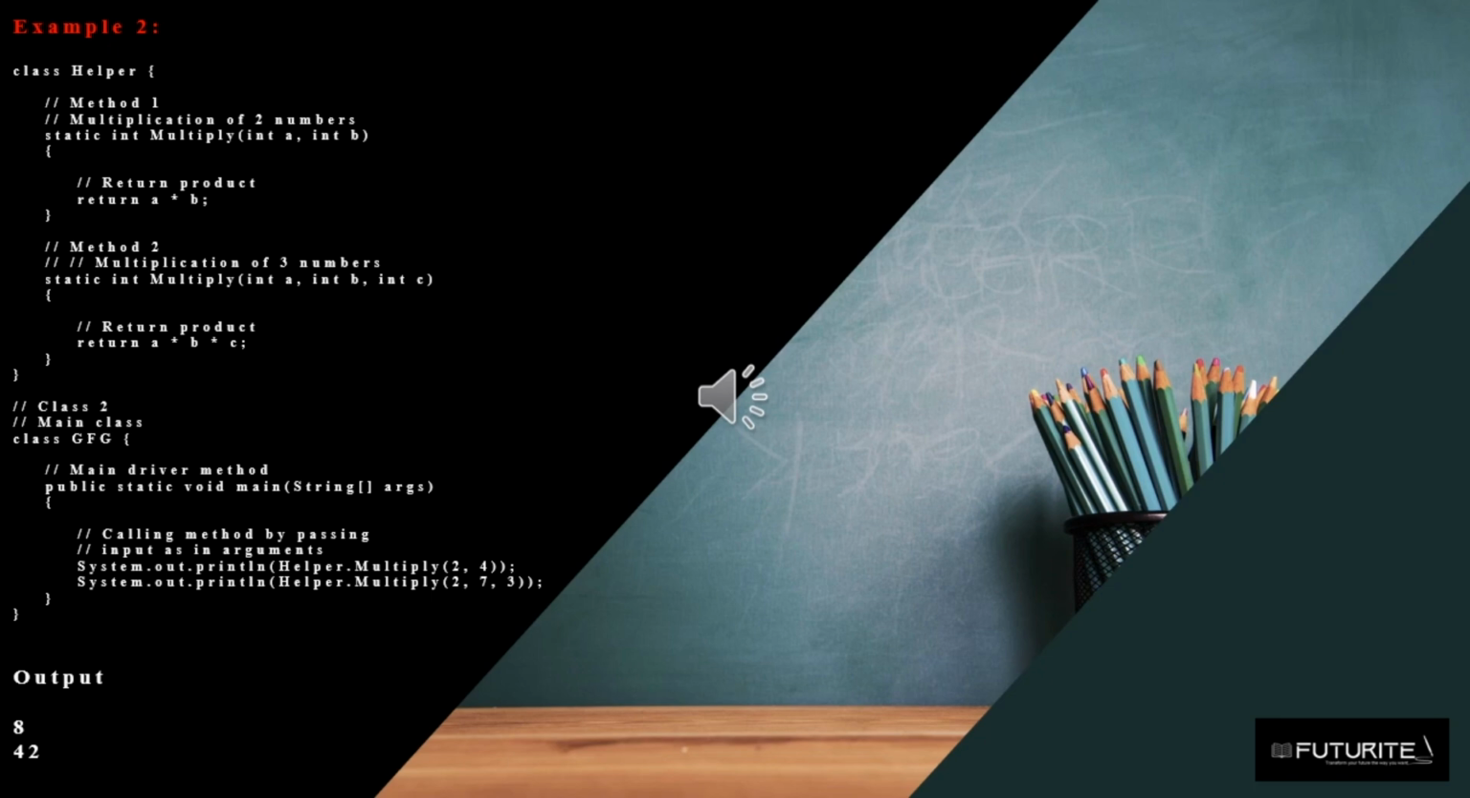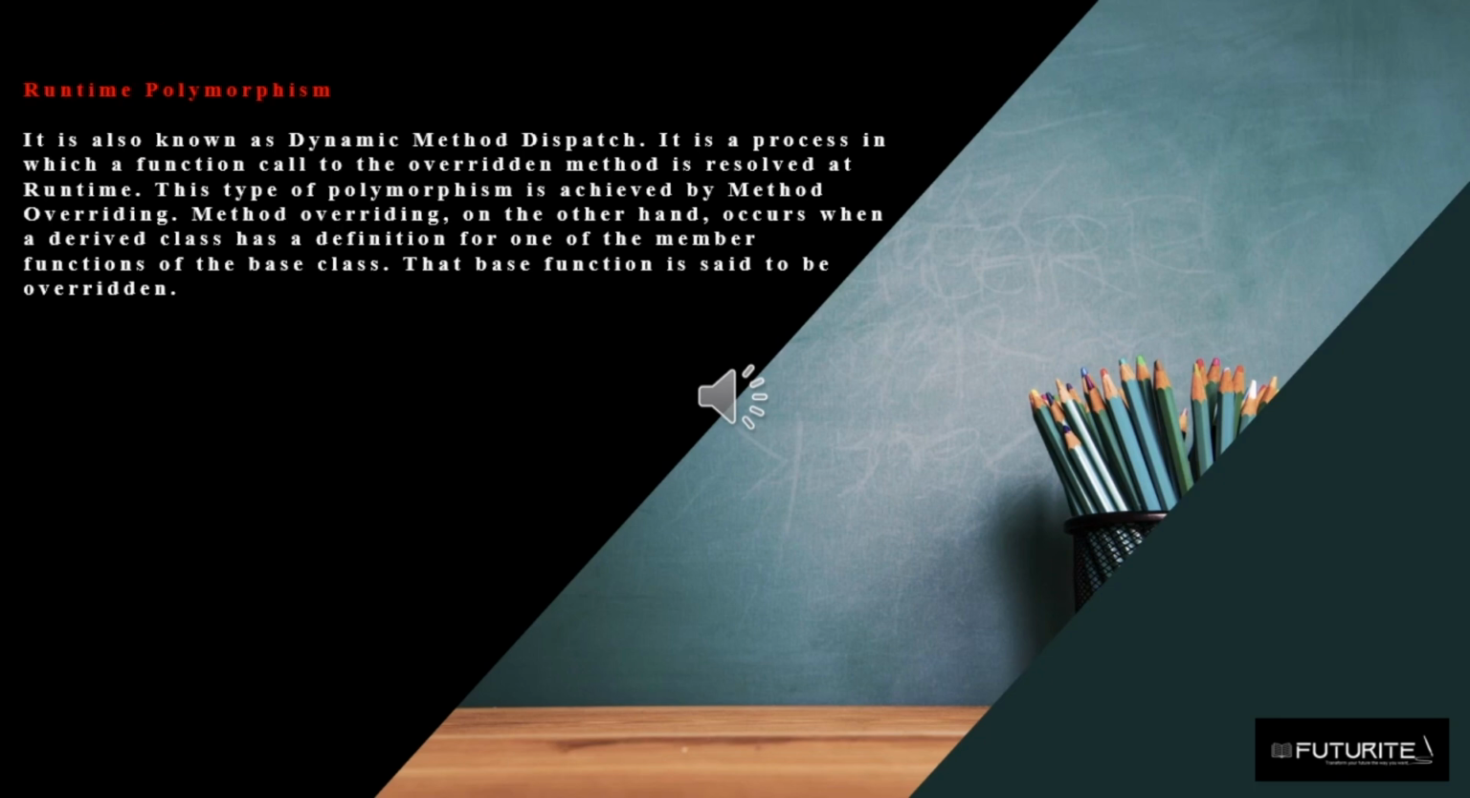So for example, in the first multiply method 2 and 4 are the values, so it will call the multiply method having 2 parameters. The first multiply method has 2 parameters A and B, A into B, that is 2 multiplied by 4, the output is 8. Similarly 2 multiplied by 7 multiplied by 3, the output is 42. So this is another example of method overloading as well as polymorphism. Now till here we have learned what compile time polymorphism is. Now we are going to learn what runtime polymorphism is.